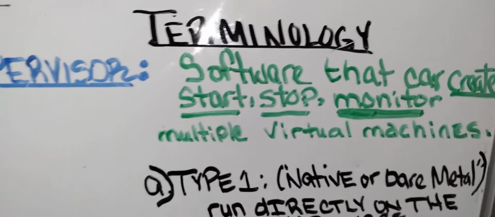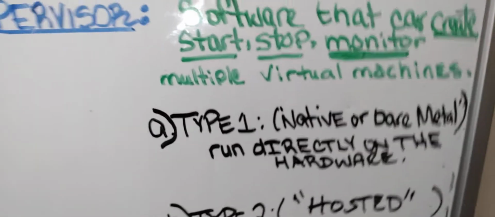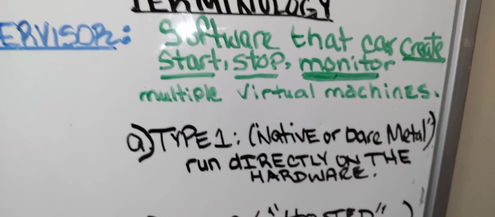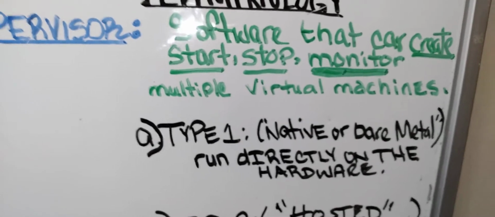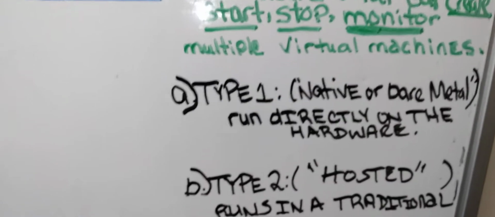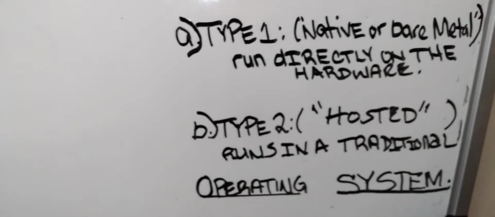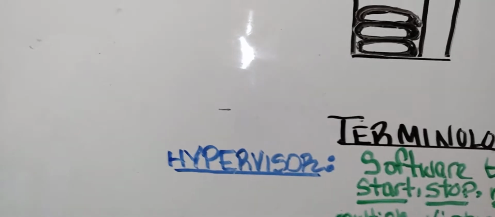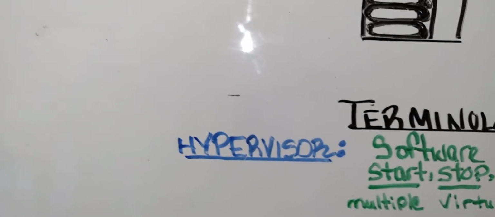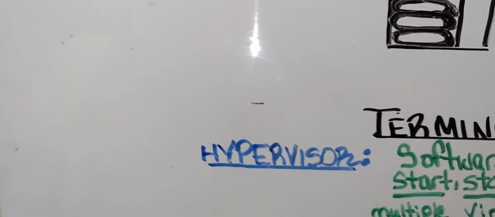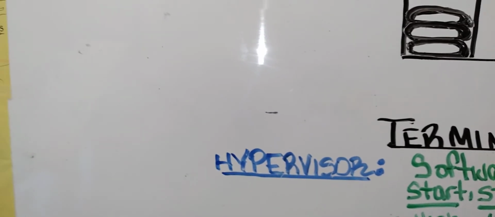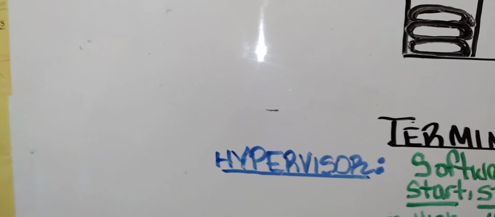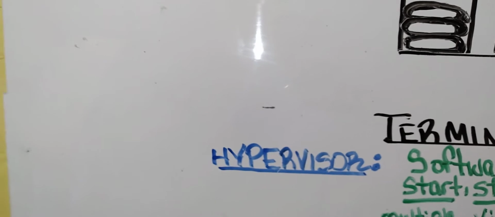And there's two types. Type 1, native, or it's called bare metal, runs directly on the hardware. And type 2 is hosted, runs in a traditional operating system. And I'm getting this out of Wendell Odom's CCNA 200-301, Volume 2. This is the area that we're reading right now, that we're going over.